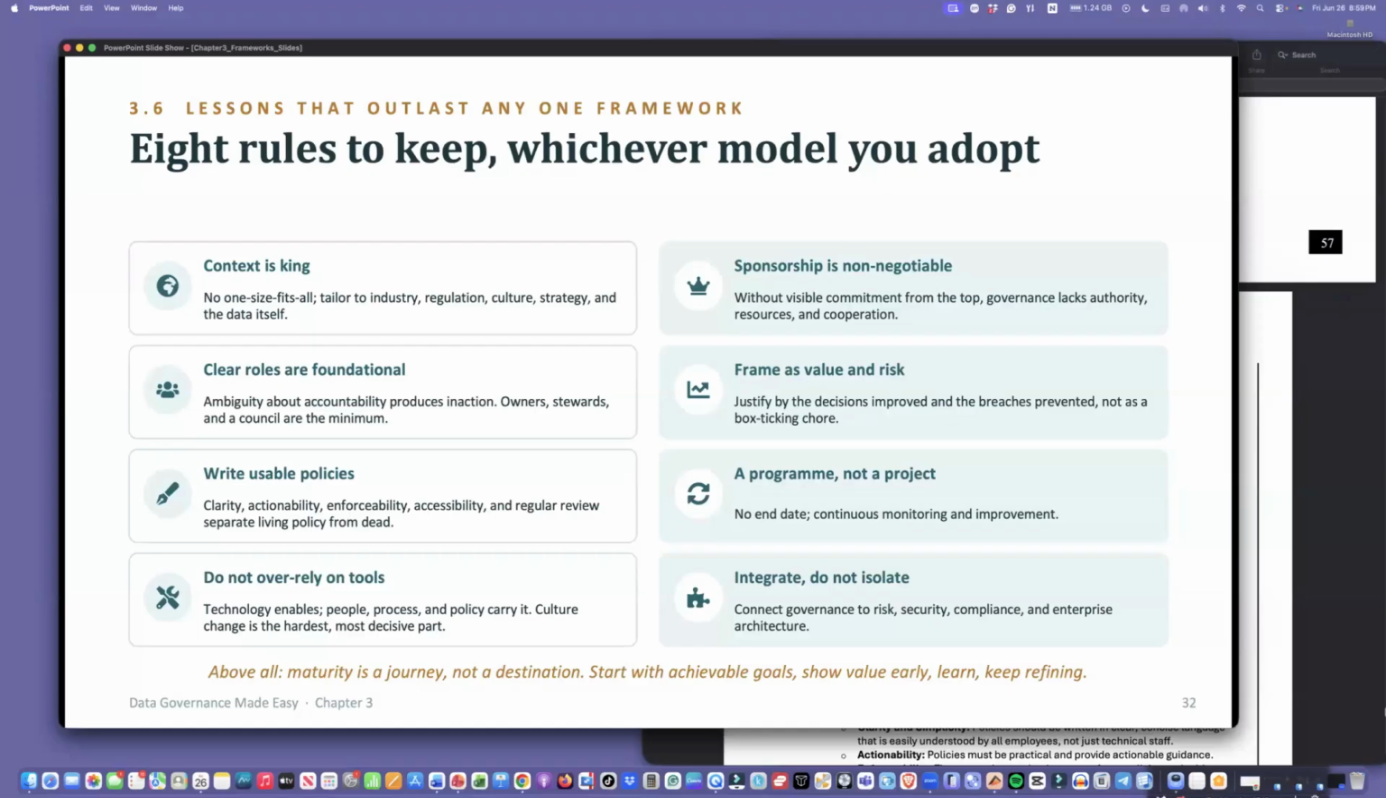Integrate and do not isolate. Connect governance to risk, security and compliance, and enterprise architecture. Integration matters. Let everything be integrated so that people can have a wider picture of what is happening. Above all, maturity is a journey, not a destination. Start with achievable goals, show value early, learn and keep refining.